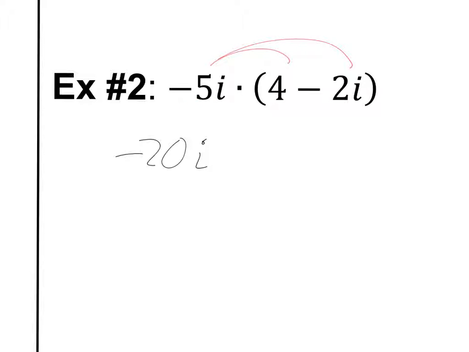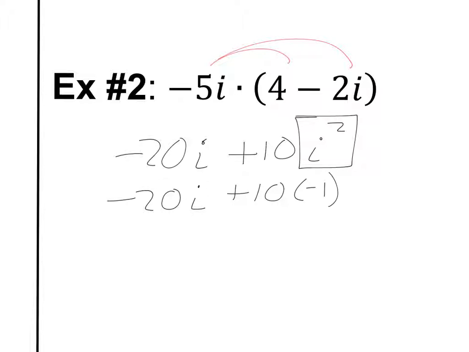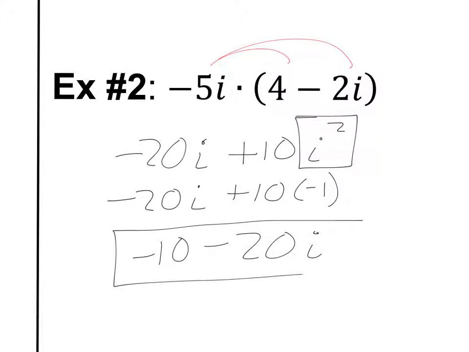Well, negative 5 times negative 2 is positive 10. And then i times i is i squared. Well, remember, we learned something about i squared. i squared is really negative 1, so this is really like saying negative 20i plus 10 times negative 1. And let's switch the order because we like to have the real in the front. So negative 1 times 10 is negative 10 minus 20i. And there we have the complex product.